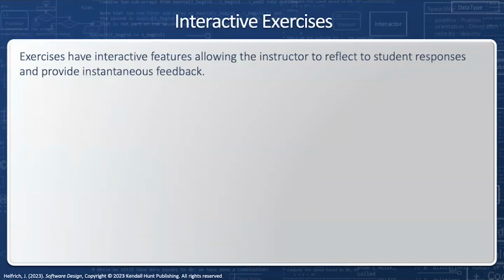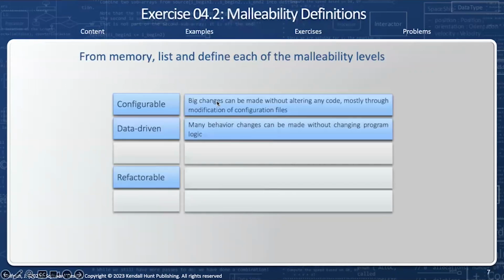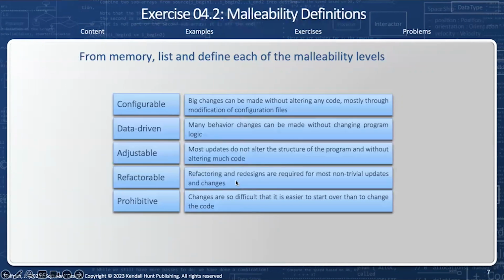Now, there's also an exercise section, and exercises have interactive features that allow the instructor to reflect on students' responses and provide instantaneous feedback. For an example, I want to go through the malleability levels, so I can ask the students, what's the best level of malleability? And they'll say configurable. And then one student says, well, maybe it is refactorable. And, oh, well, that's probably something in between here. So I can click them in any order. What's the definition of data-driven? What's the definition of configurable? What's the definition of prohibitive? And I can go through and click these in any order that I want.